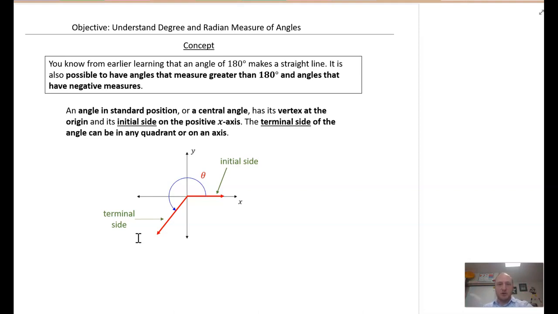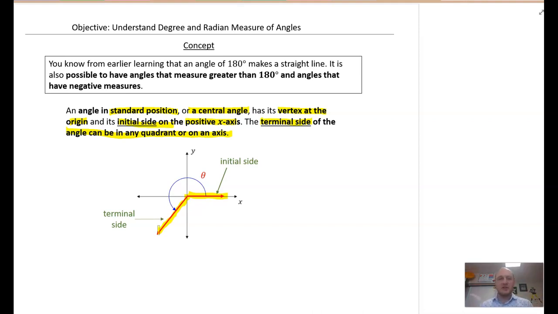Now, an angle in standard position has a central angle, that's a synonym for it. It has a vertex at the origin. Here's that vertex right there, and its initial side is on the positive x-axis. This is where an angle starts, always. Now, the terminal side, also known as where the angle ends, can be in any quadrant or on any axis. Here is the terminal side. This is where the angle ends. And we always measure in a counterclockwise direction.